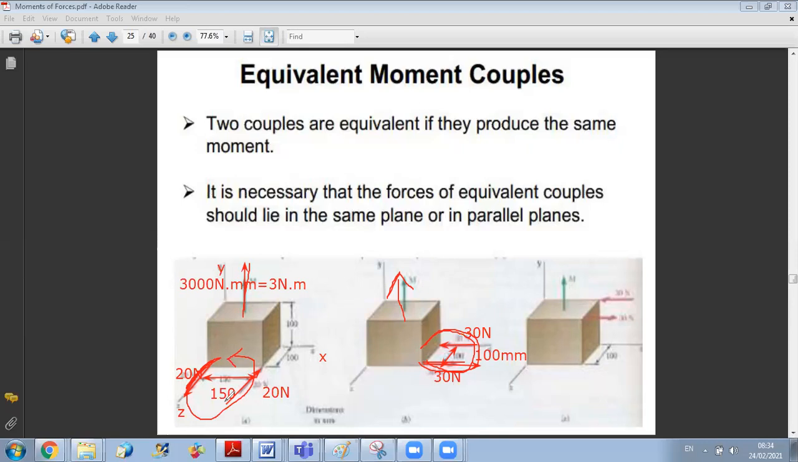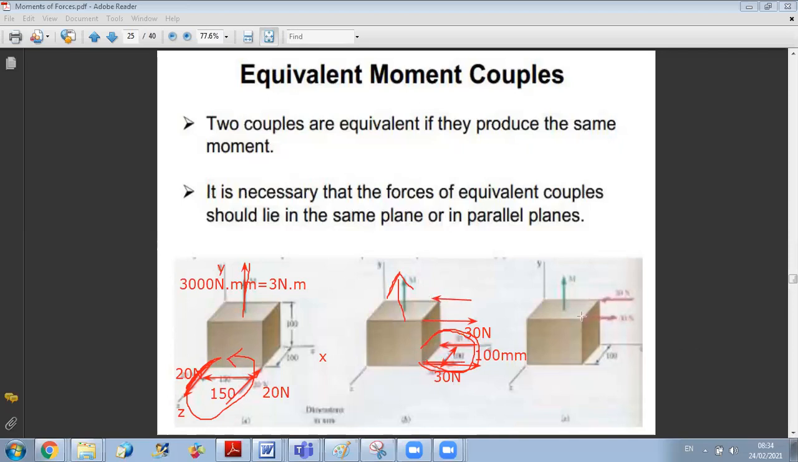So to say that I have equivalent couples, the two couples should produce the same moment vector. This will make them equivalent. Now, also, I can change the plane of forces and still obtain the same couple. So here, if you have the 30 Newton forces here, instead of being in the plane down, they can be here. Okay, and still they will create the same couple.